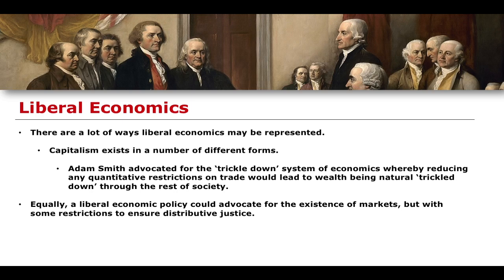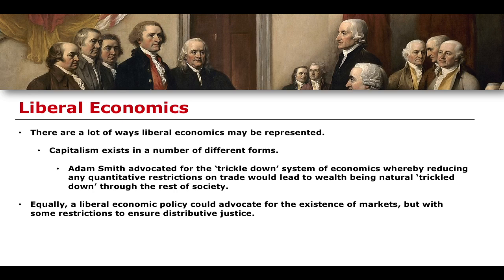Now, with that being said, there are lots of actual ways in which liberal economics can be represented, and that's because capitalism exists in a variety of different forms. So classical liberals probably would disagree with modern liberals about what the economy should look like, because classical liberals take a far more conservative approach to the ways in which capitalism operates. Free market capitalism and neoliberalism and these kinds of things are far more associated with more right-wing, more conservative political parties and politicians.